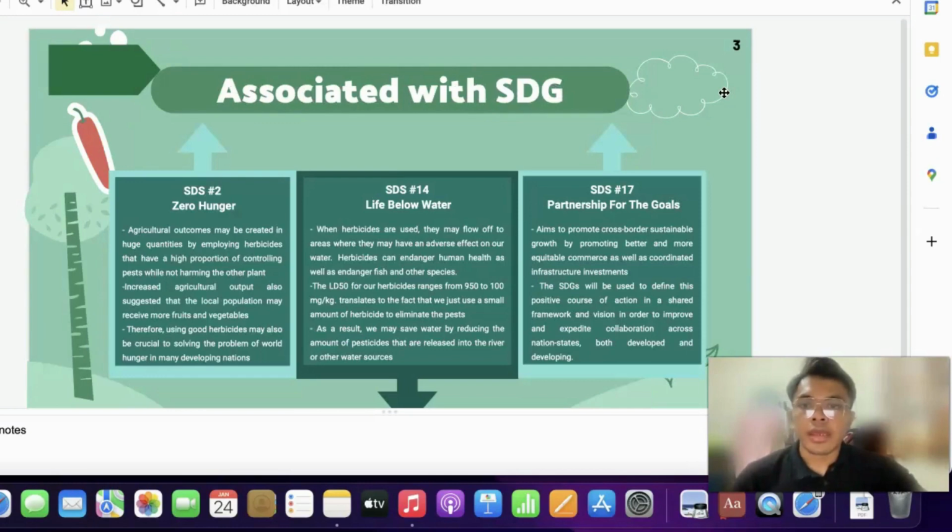Our product is associated with 3 SDGs, which are SDG 2, 14, and 17. First, our product has a good percentage in killing pests, meaning that the agriculture sector that uses our herbicide can produce a huge quantity of outcome. Thus, the local population can receive many fruits and vegetables due to this. This can be associated with SDG 2, zero hunger. Second, LD50 in our herbicide is in a small range, between 950 to 1000 mg per kilogram. This translates to the fact that we just use a small amount of herbicide to kill 1 kg of pests. As a result, we may save water by reducing the amount of herbicide that is released into the water, and this can be related to SDG 14, life below water.